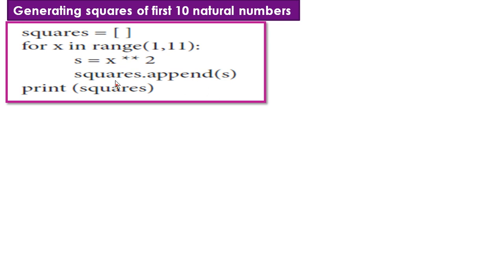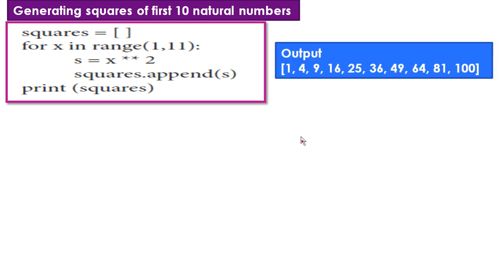Here the squares list is added with one element s, that is 1. Now we get the output result 1. That is, the squares list now first contains 1. Second step, the x value changes to 2, the second value.